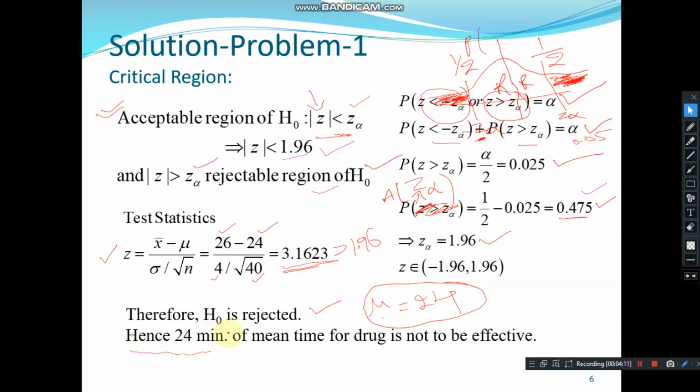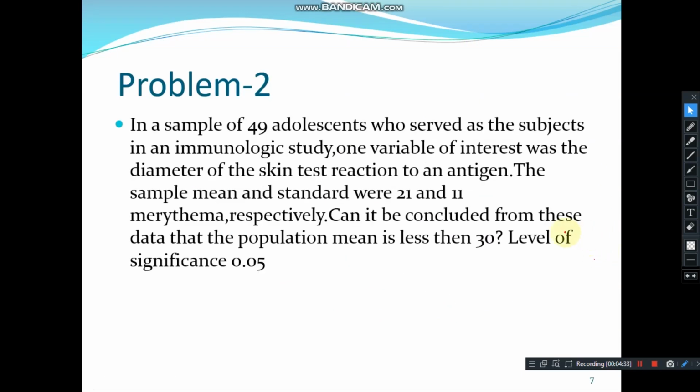So actually they claimed that 24 minutes of mean time for the drug is effective. Here we got to know that 24 minutes of mean time should not be effective for the drug. So maybe it is less than 24 or greater than 24. That means we retake the samples and redo all the experiments. Now let us go for another problem.